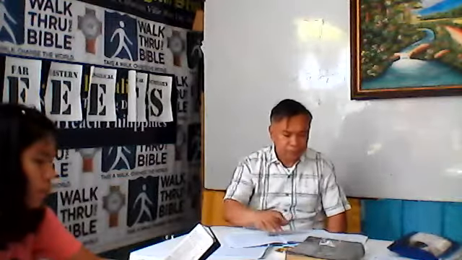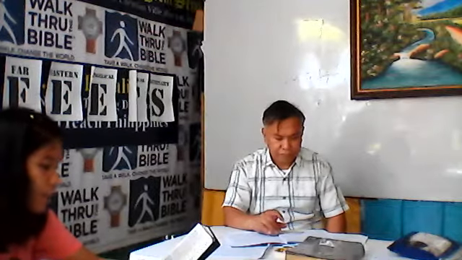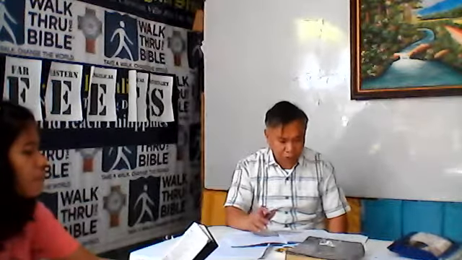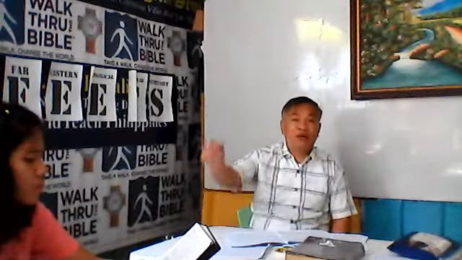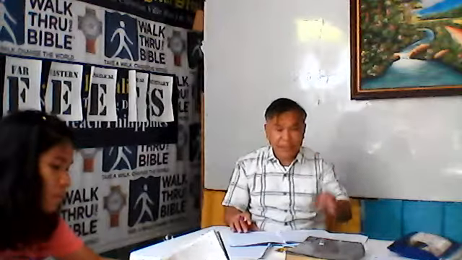Pabasa. For Demas hath forsaken me, having loved this present world, and is departed unto Thessalonica, Crescens to Galatia, Titus to Dalmatia. Sa NIV, sabi ng Bible, for Demas, because he loved this world, has deserted me. Ano po sabi? The word love is translated from the Greek word agapao. Sabi dito, for Demas loved, agapao, this world.